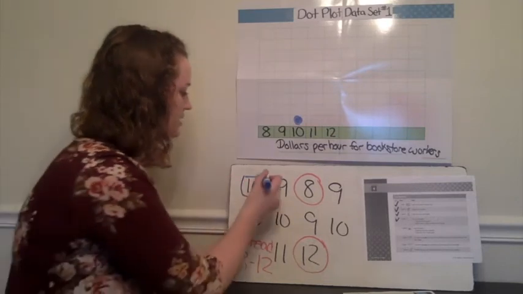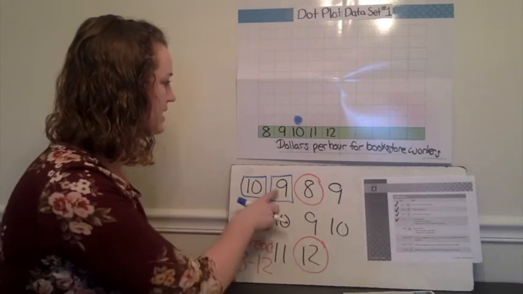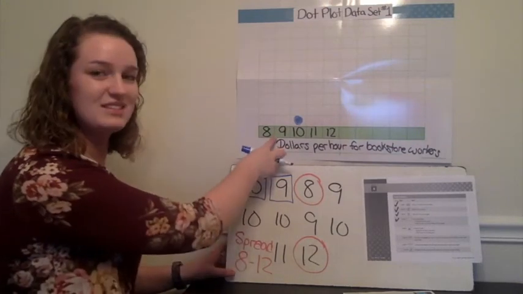All right, what's our next number here? Right here. We have 9, so we're going to put another dot where it says 9.